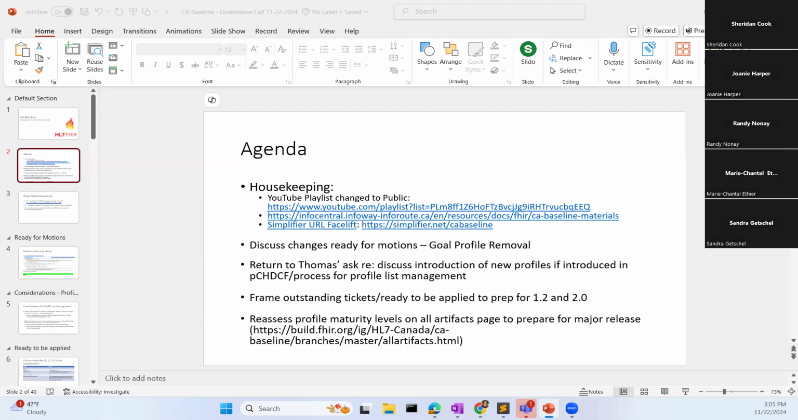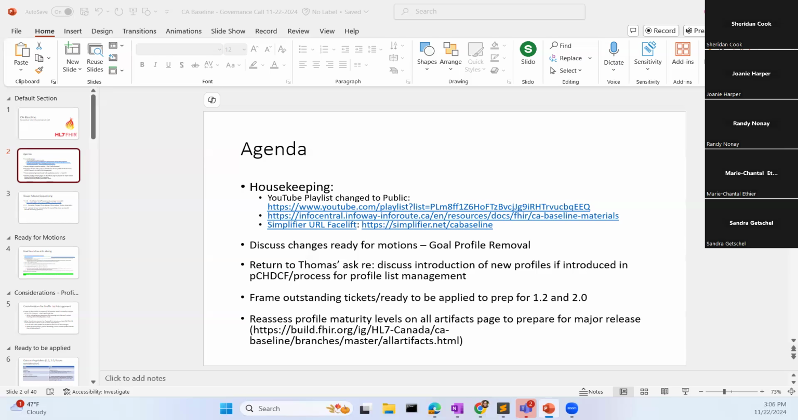But in addition to that, at the top of the hour in our last profiling call, we also had a topic around what we should do from a baseline perspective around managing our list, whether it be the list of established profiles or the list of ones that we might consider adding in as new profiles are introduced, for example, through PCH DCF and CA Core. So thinking from a governance perspective, what should our process be if we see net new profiles in the community that we hadn't previously had on our list of the baseline in the past.